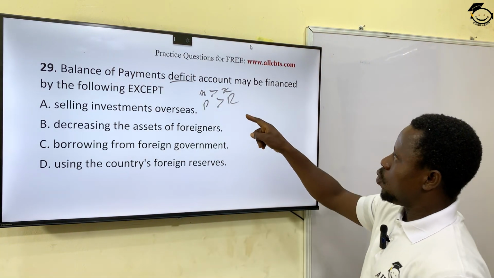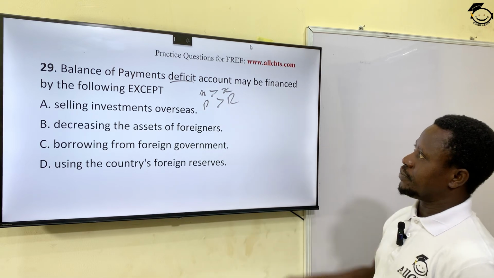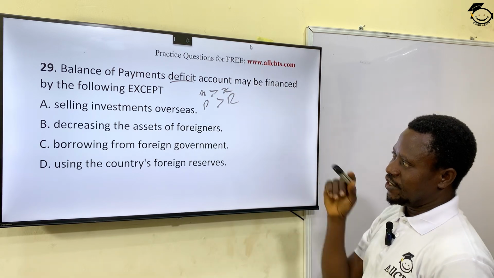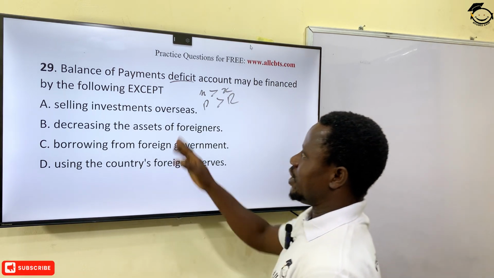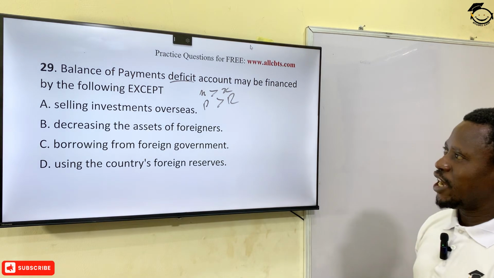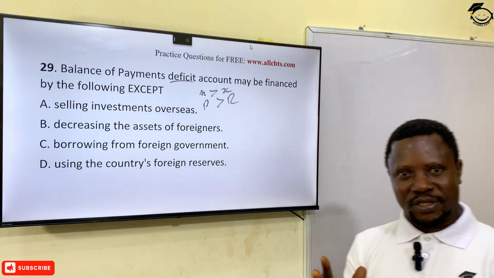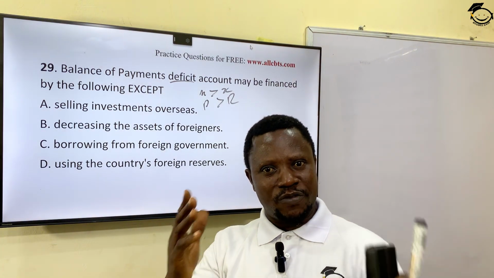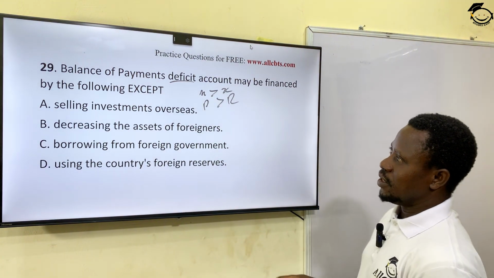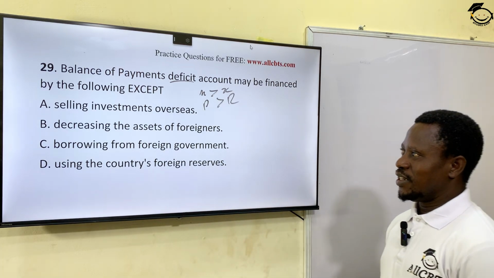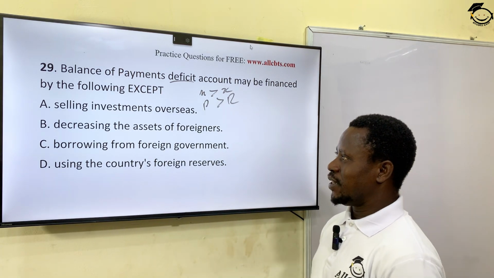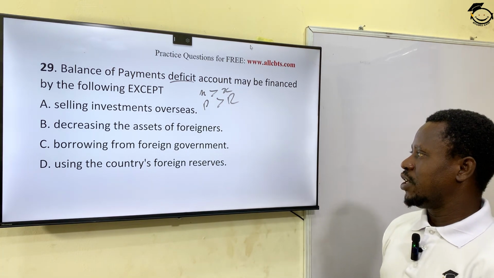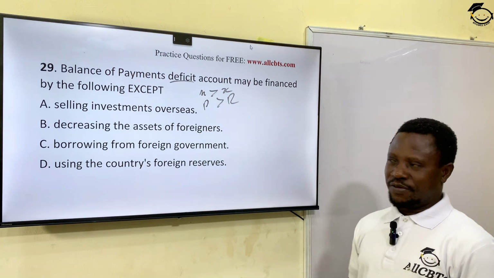So how would this happen? What will make this happen? All of these will be used to finance a deficit except one. Let's see. Selling investment overseas. In other words, when you have the problem of deficit in your balance of payment, how do you manage it? How do you solve this problem? Selling investment overseas, decreasing the asset of foreigners, borrowing from foreign government, using country's reserve.